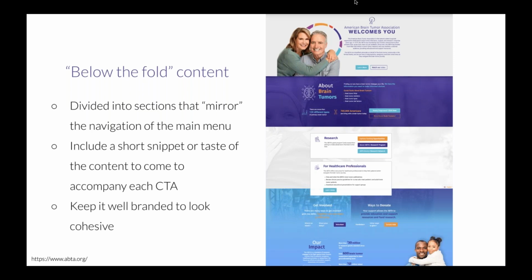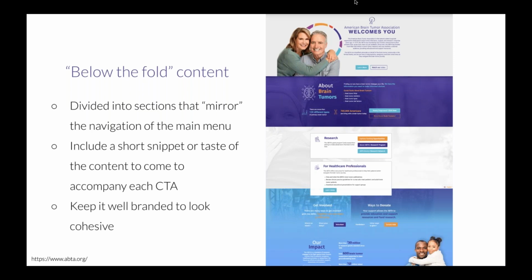So make sure that each section has three things: something engaging, i.e. a photo or a graphic, a short snippet or a taste of what's to come next, and a CTA to take them immediately where they want to go. And I'll also add on to that, include a header as well, like About Brain Tumors or Research, so that when people skim, they know immediately, kind of a visual representation of what each section is going to offer.